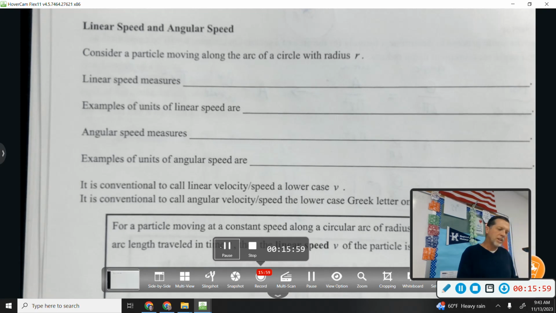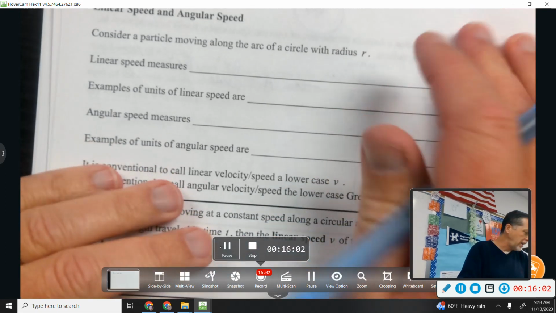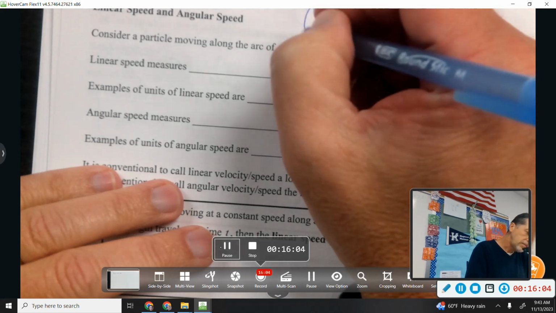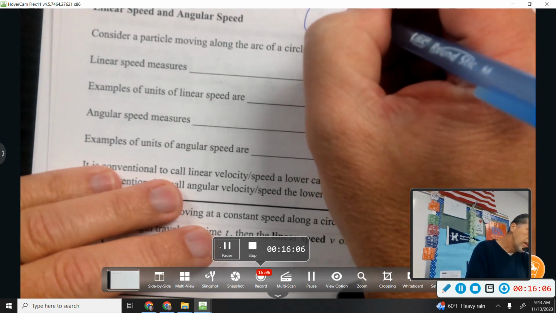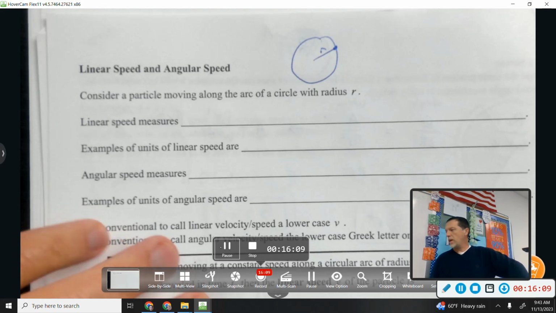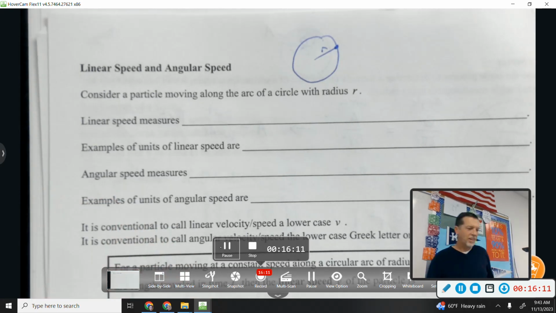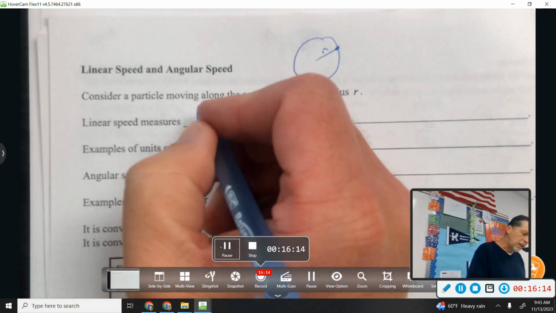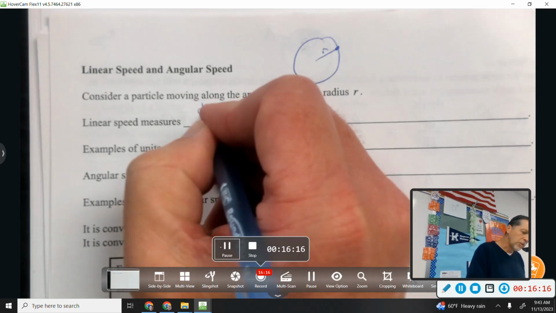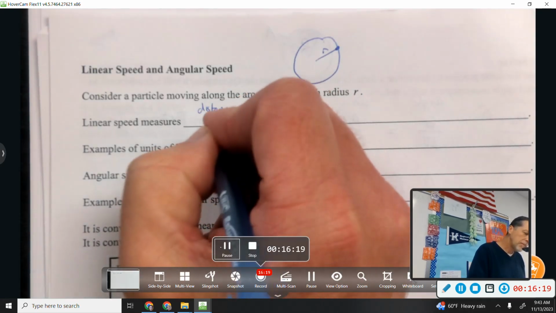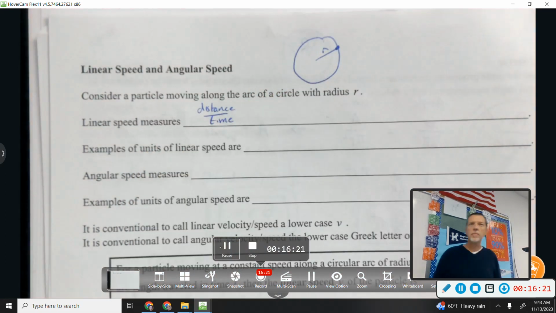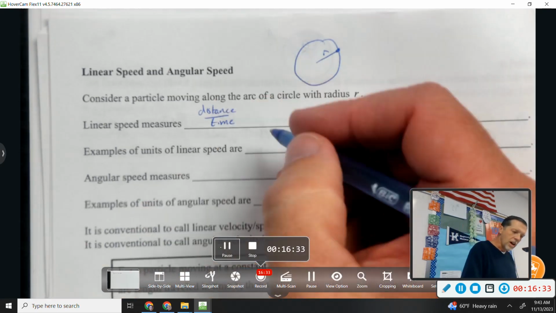Consider a particle moving along the arc of a circle with a radius r. So that pink post-it note on the outside there. Linear speed measures, this is what you were saying, distance over time. Which was sort of the basis for Michael's case for pink being faster, because it was more distance, because it was a bigger circumference.